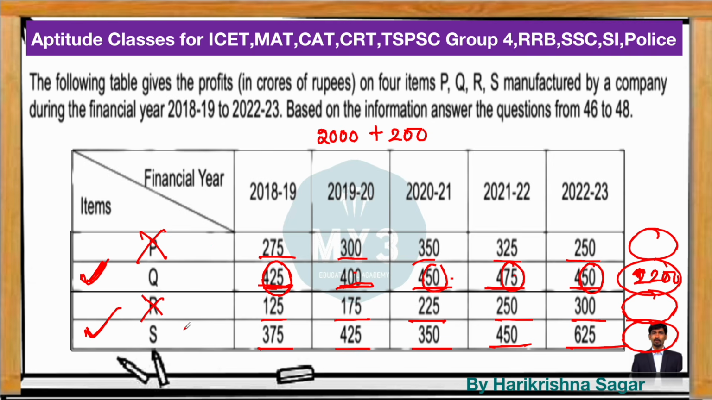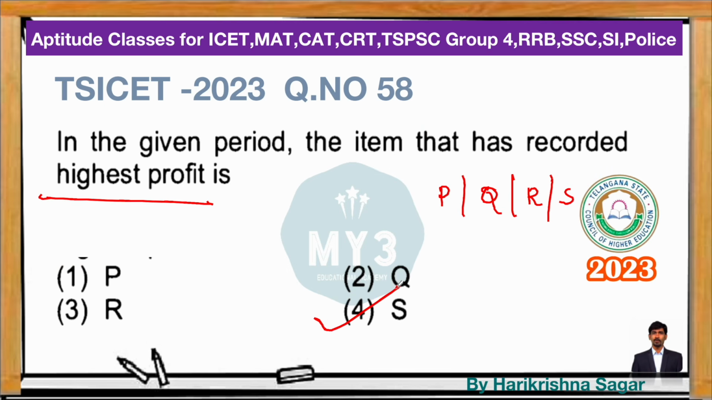Let's check for company S and decide which will have more. 375 plus 25 is 400, 400 plus 400 is 800. 800 plus 300, 1100, plus 100, which is 1200, plus 400, 1600, 1600 plus 625. If you further simplify this, it gives a result of 2225, because 2225 is more than company Q. So I will mark the answer as option 4, which is company S. Okay, hope you are able to understand.